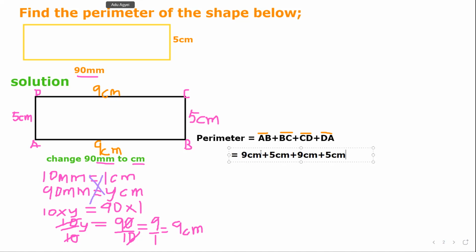Now, 9 plus 5 is what? 14. So 9 plus 5, then multiply by 2. That will be 28. Okay, so the total distance around the shape in centimeters is what? 28 centimeters. Okay, and that is the perimeter. Good.